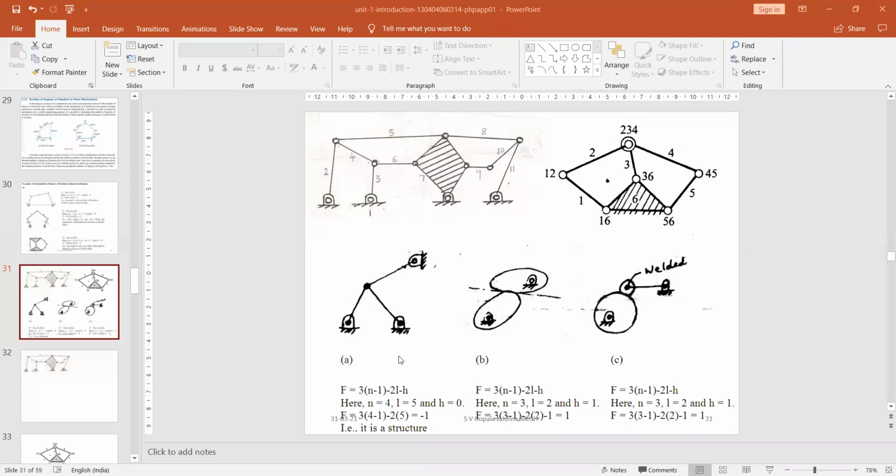You just observe that. Now we have to find out the degrees of freedom of the particular mechanism, or the given diagram. So from figure A, how many links are there? Just tell me, anyone?